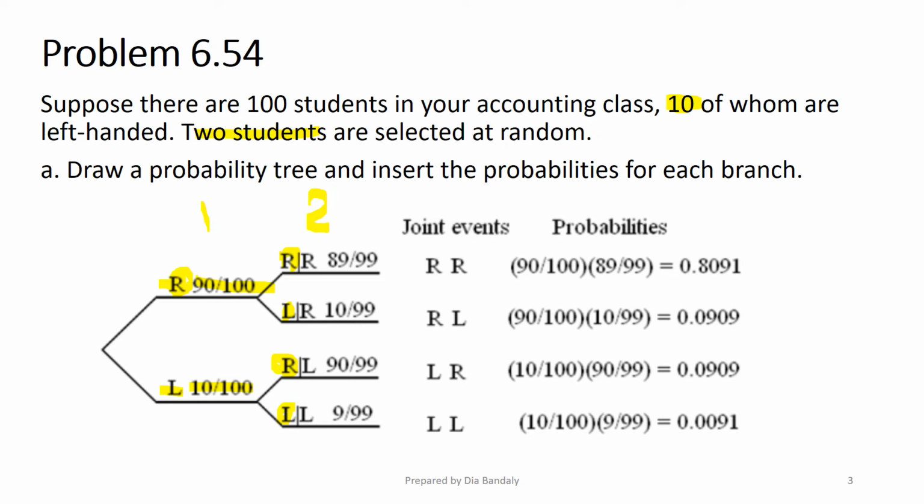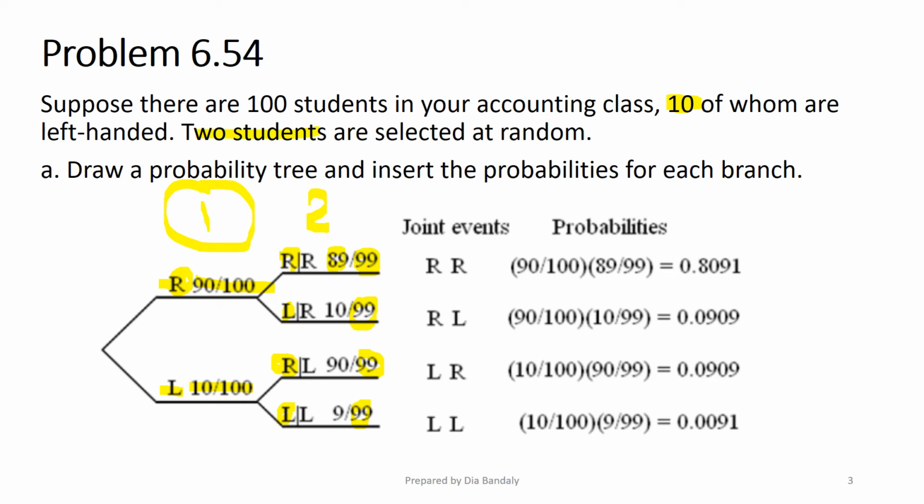Now, if the first person selected was right-handed, which means what? Which means we still have 89 right-handed, and we are now picking out of a population of 99, not 100 anymore, because we have already done our first selection. So you see that in the denominator we have 99. Why? Because we already have done the first selection. So this is very obvious for us.